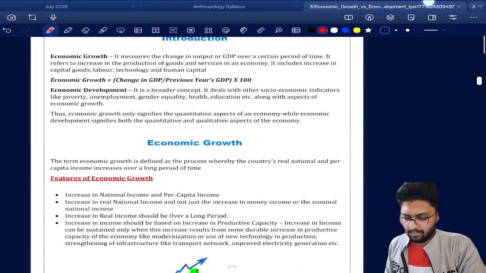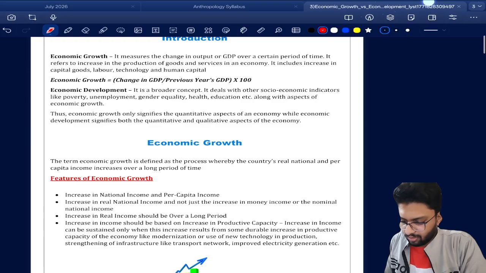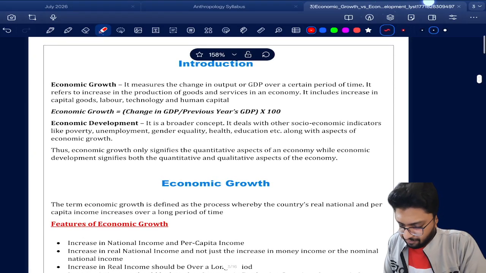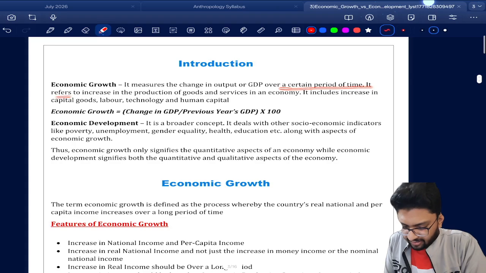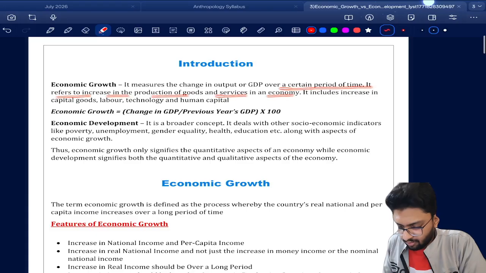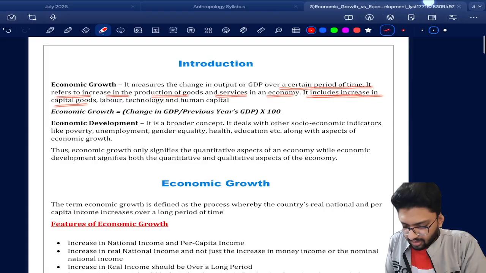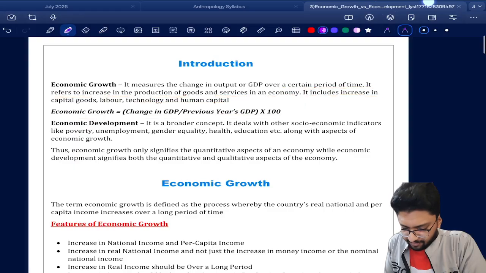Economic growth measures the change in output or GDP over a certain period of time. It refers to an increase in the production of goods and services in an economy. It includes an increase in capital goods, labor, technology, and human capital. Economic growth is equal to change in GDP upon previous year's GDP into 100. Yes, this formula is correct.